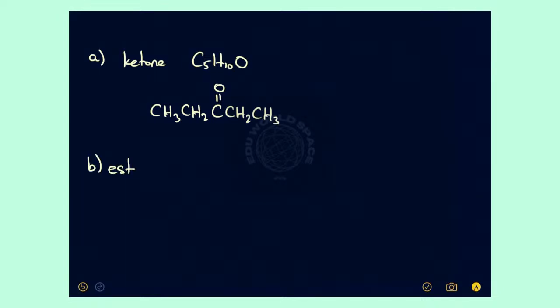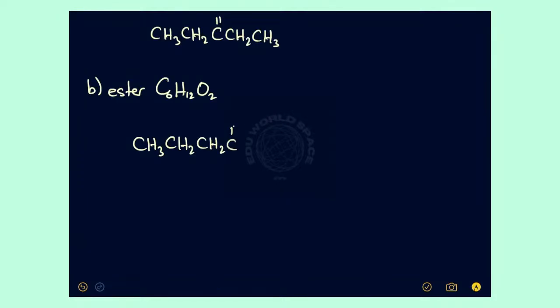For B, we want an ester with the chemical formula C6H12O2. So this could be one possibility, CH3, CH2, CH2, C double bond O, OCH2CH3. So there's our ester with the formula C6H12O2.